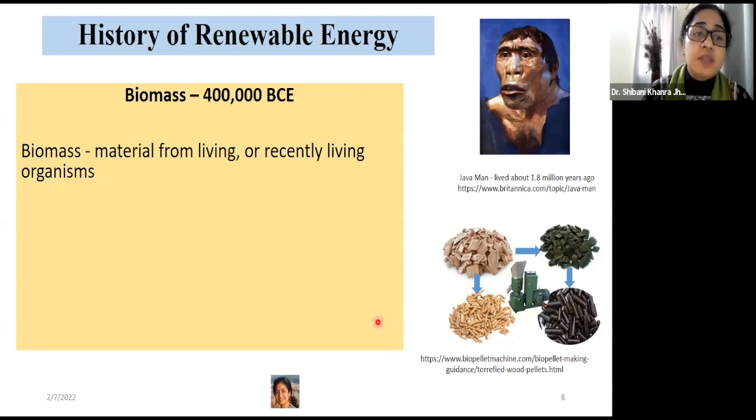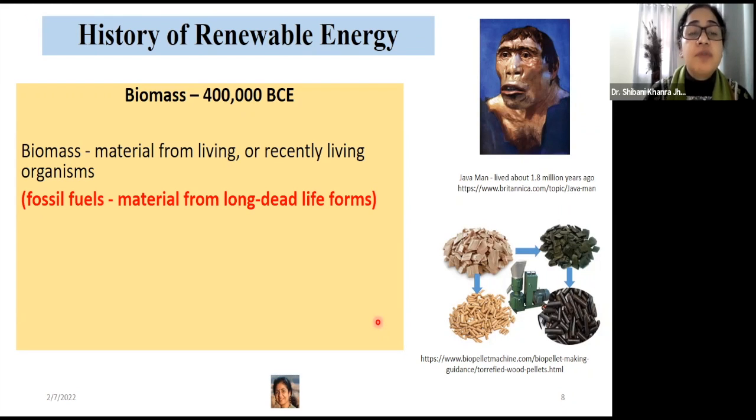So we understand what biomass is. It is the form of energy obtained from material from living or recently living organisms, unlike fossil fuels, which are materials from long dead life forms. So coal is one example of a fossil fuel.